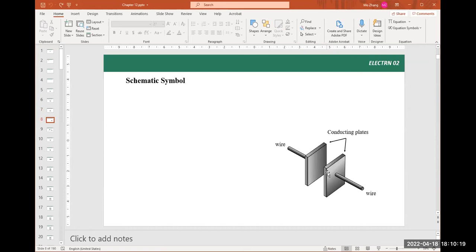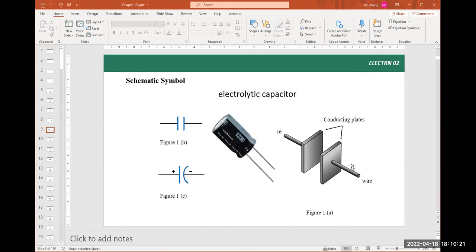So let's put this aside. And here we get a real capacitor. This one is called an electrolytic capacitor. It's one big category, and I think it's the most popular capacitor. Electronic devices use this kind of capacitor. Most of the capacitors on a circuit board are this kind of electrolytic.